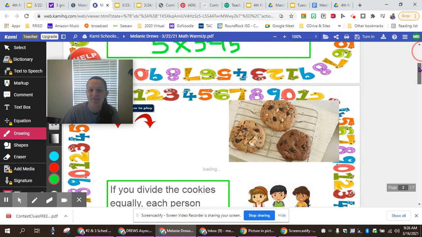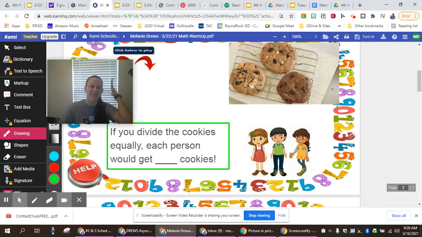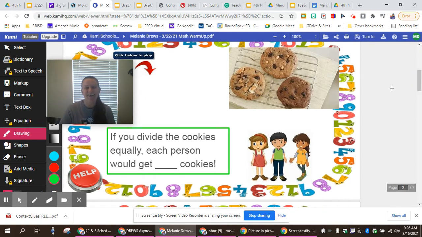Okay, and then you're going to have some newer problems like this. Oh, look at these cookies. Okay, no matter what time of the day, cookies always look good. All right, so this is where, instead of the groups already being made for you, you're going to have to do the groups yourself. And you're going to divide them.